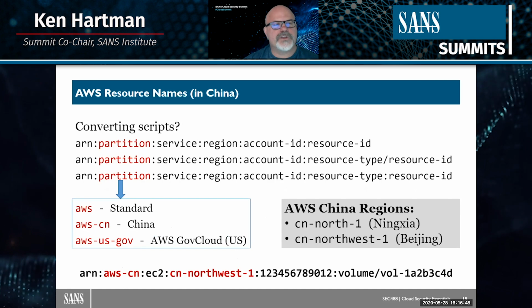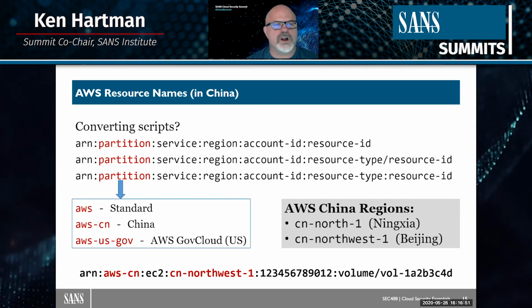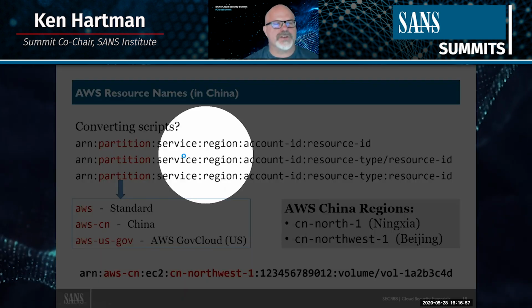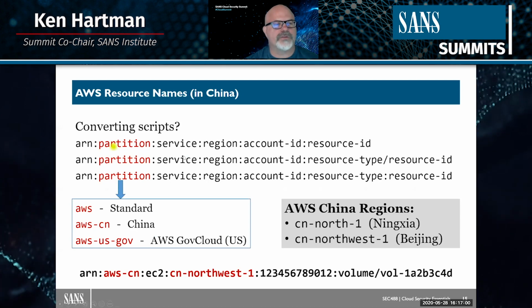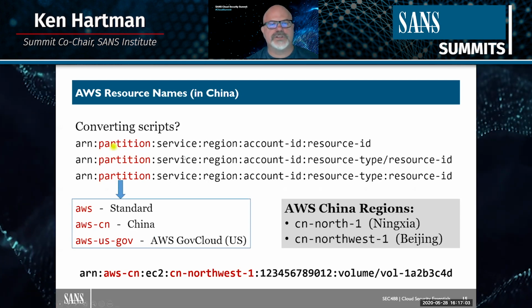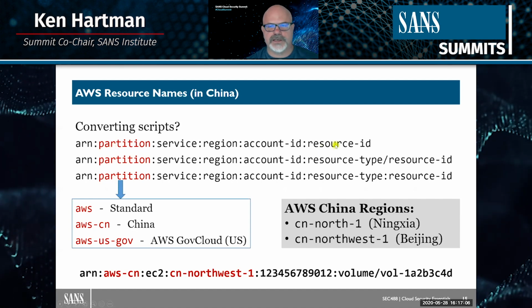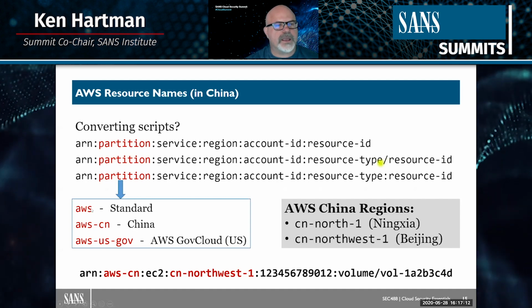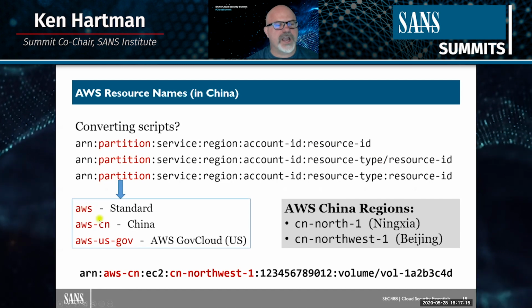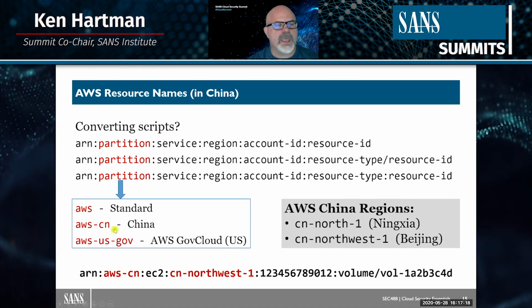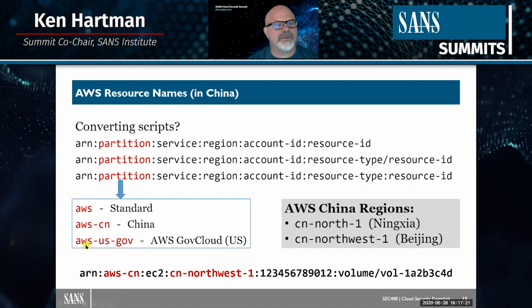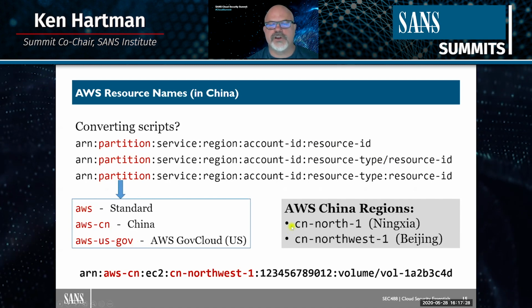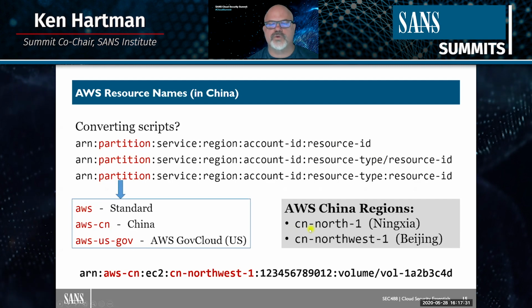Now, another thing that kind of threw us for a loop was when we started converting our scripts. Here we see the format of AWS resource names, where it's ARN, they always start with ARN, then you see partition, service, region, account ID, and resource ID, and then, or sometimes resource type and resource ID. Now in AWS Global, it's just aws, but in China, it's aws-cn. And for those of you that are familiar with GovCloud, that's aws-us-gov. Also, there's only 2 regions in China. So here's their names, cn-north-1 and cn-northwest-1.